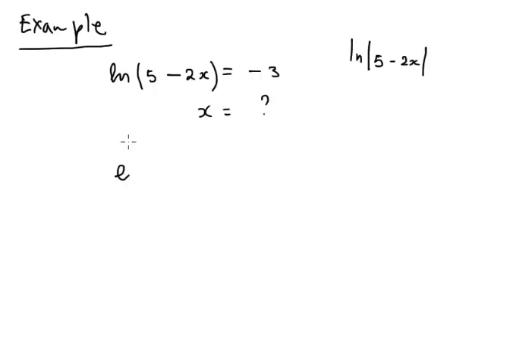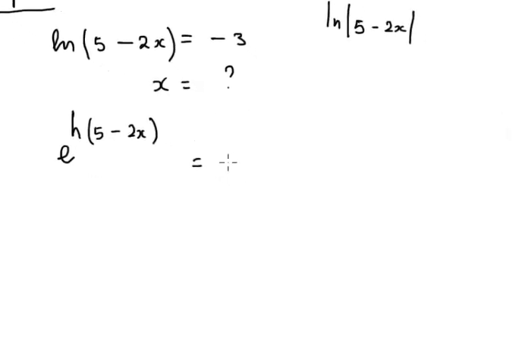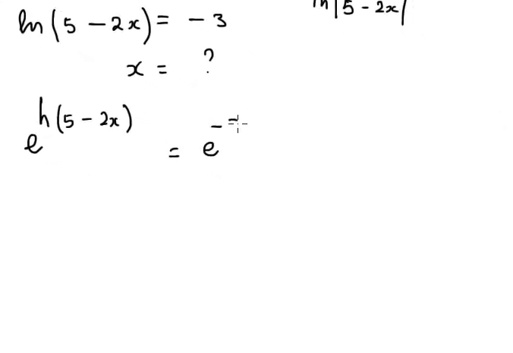We write e to the power ln(5 minus 2x) equals e to the power minus 3, altogether. Then, because this is an inverse of that, it's going to give us the argument. So we're going to have here 5 minus 2x equals e to the power minus 3. Am I making myself clear there? Does everybody follow that? Okay.